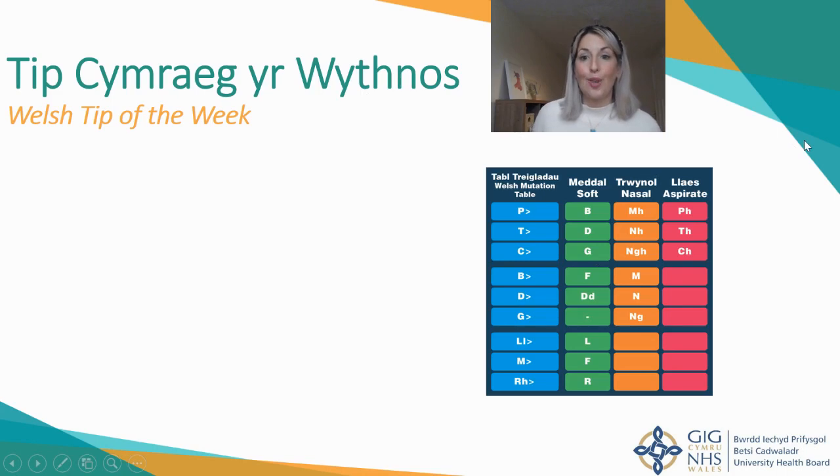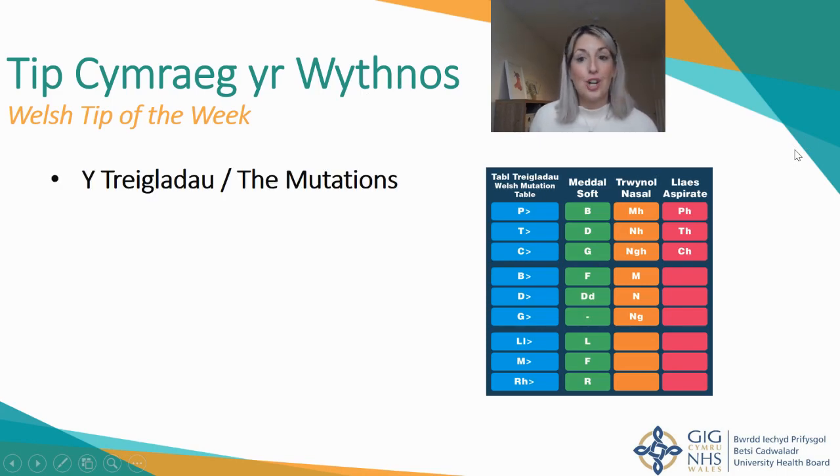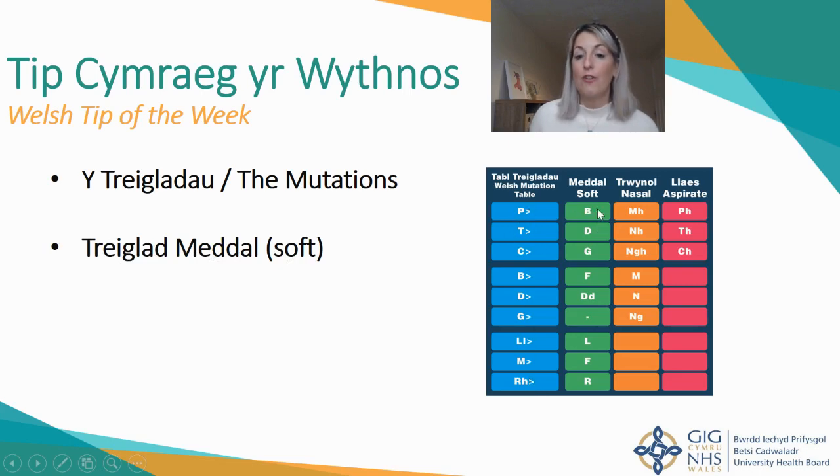Tip Cymraeg yr Wythnos, the Welsh language tip of the week. This week we'll be concentrating on the Treigladau, the mutations. The main thing for you to learn with the Treigladau is that there are 3 different types of mutations. A Treiglad Meddal, the soft mutation, and this affects 9 letters. You can see them there in glas, and they mutate softly to the gwyrdd, the green.